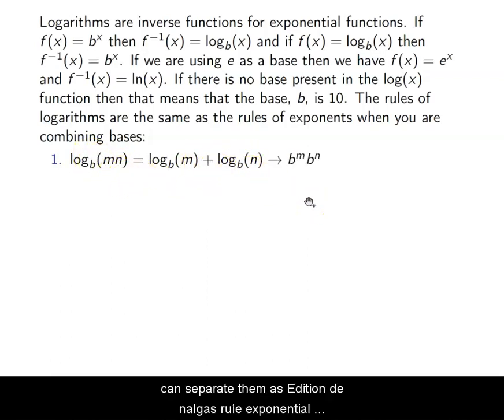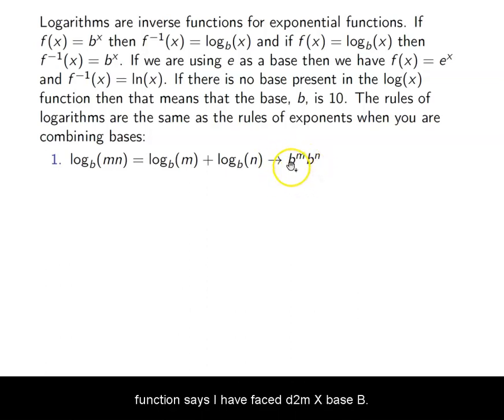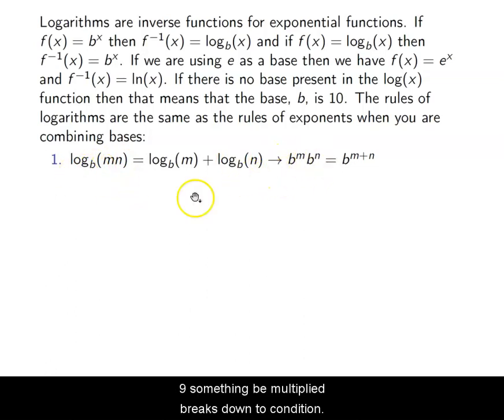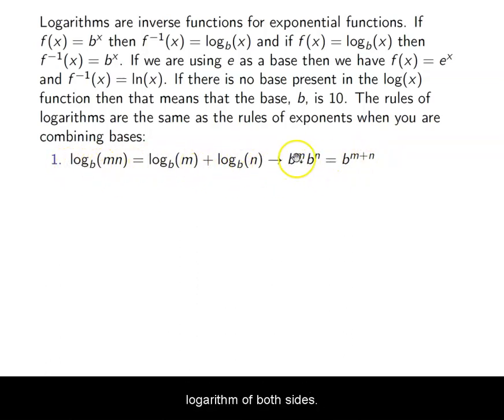The analogous rule for exponential functions is I have b to the m times b to the n, and I can rewrite that as b to the m plus n. So same style rule. Two bases being multiplied, something being multiplied breaks down to addition. In fact, if I wanted to verify this form, I would take the logarithm of both sides in order to verify that it was the same thing.